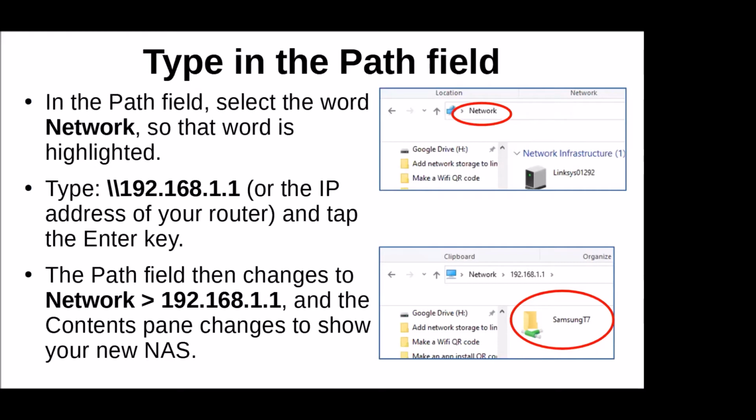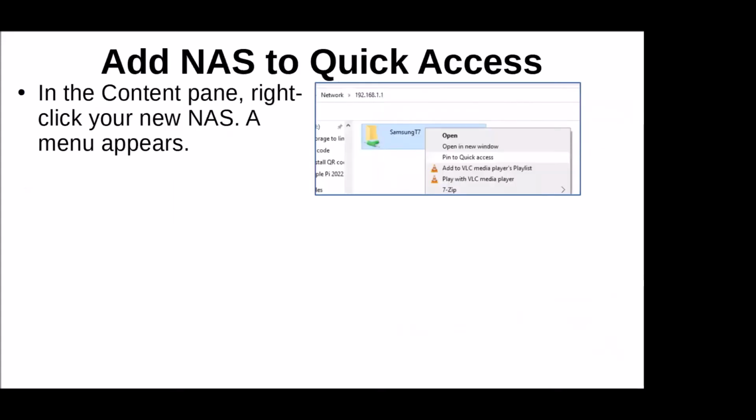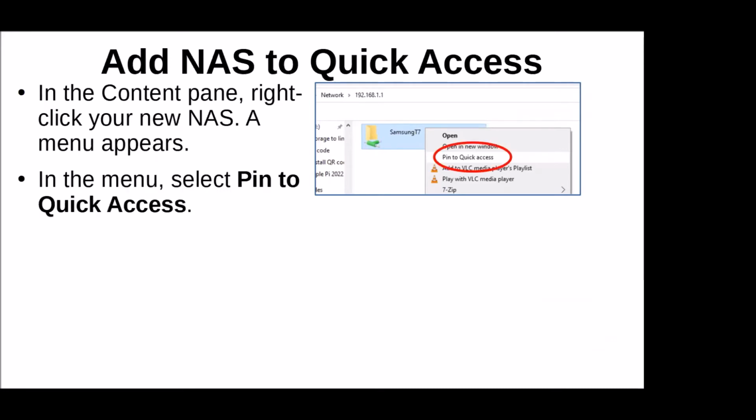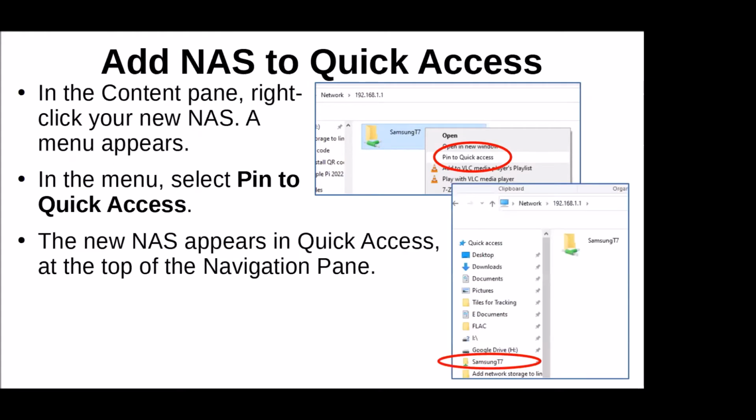Now we're going to show you how to make it findable every time you open File Explorer, so you don't have to repeat this stuff that I just taught you. In the content pane, right-click on your new NAS. A menu will appear like you see here. And notice the menu item that's in white says Pin to Quick Access. In the menu, select that choice, Pin to Quick Access.